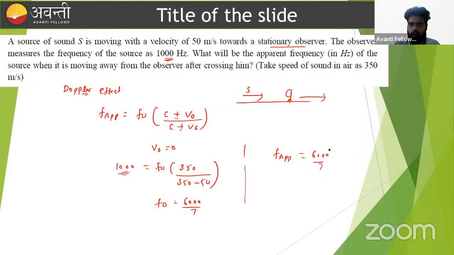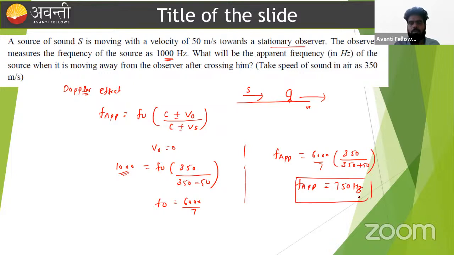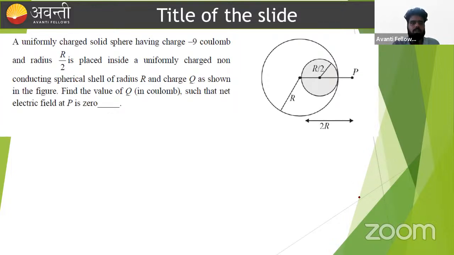In the second case, the source is moving away from the observer. If the source is moving away, the apparent frequency will decrease, so we put a plus sign here, which gives 350 upon 350 plus 50. If we solve this, we get the answer, 750 hertz. So the answer in this case is 750 hertz. Let's move to the next question.